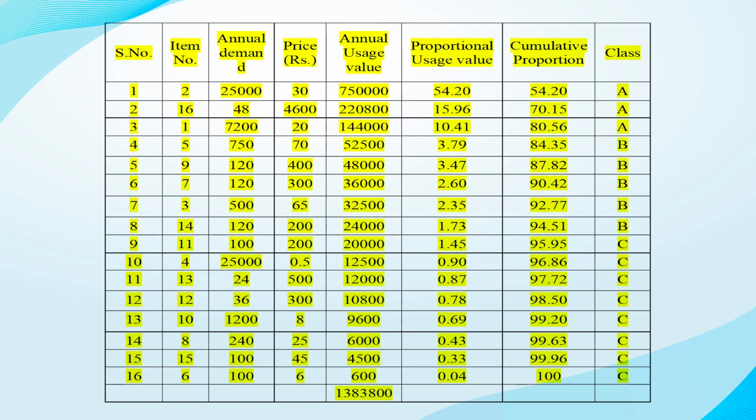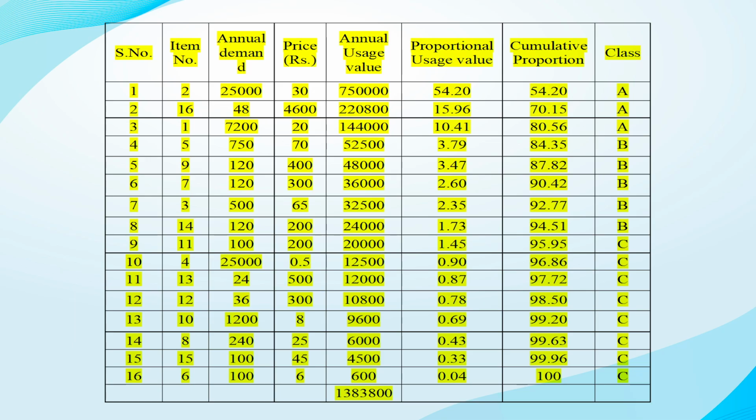Then what is the proportional usage value? What does the proportional value mean? If you want to find out the proportional usage value of item number 2, it is 7,50,000 divided by 1383800. It comes to 54.20. It means the annual usage value divided by the cumulative value gives the proportional usage value.